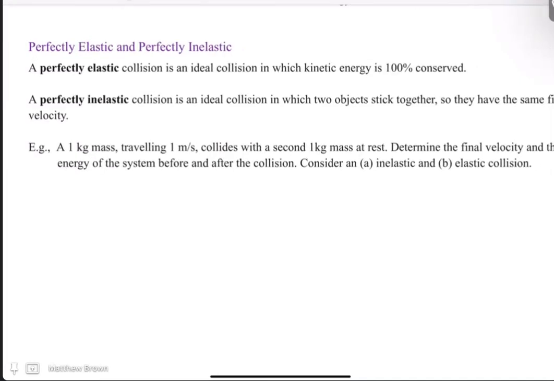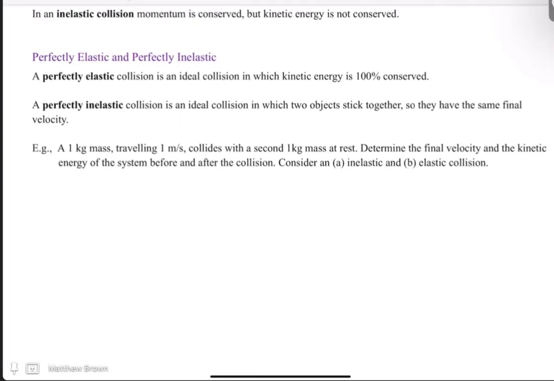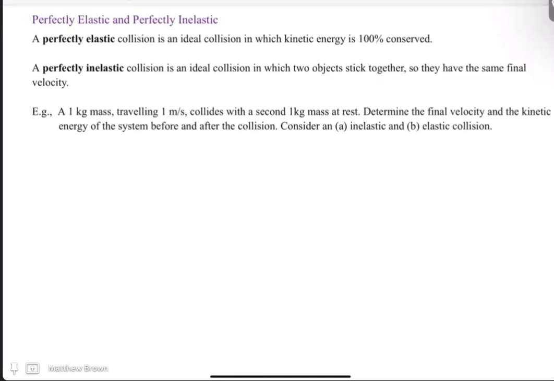The other side of this is we can look at collisions that are perfectly inelastic. And these are ideal collisions in which two objects stick together, so they have the same final velocity. So let's see what this looks like as an example. I've got one written here.